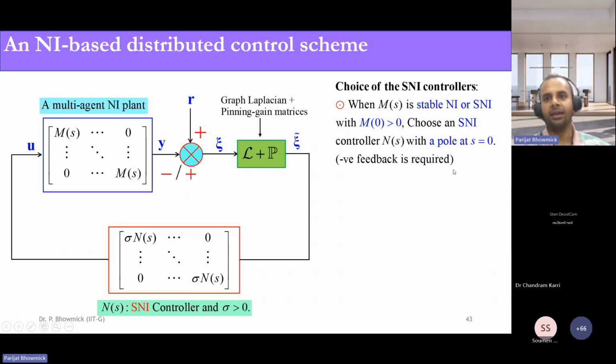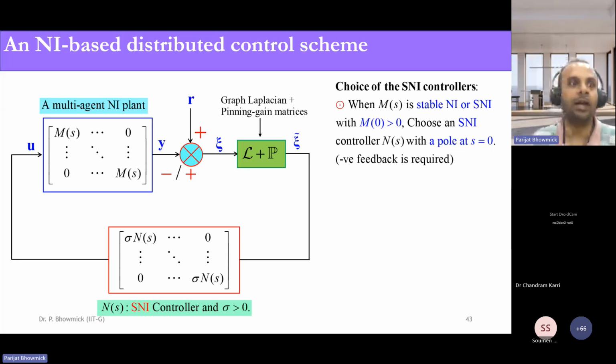And the reason behind it is that if the steady state error has to be nullified, we need at least one integrator in the system, right? That is what we learned in classical control: if the steady state error needs to be zero, we need an integral controller. That means in the loop you have at least one integrator. So if the plant is stable NI or SNI, there is no question of an integrator, no question of a pole at the origin. So the controller must be an NI system with a pole at the origin.